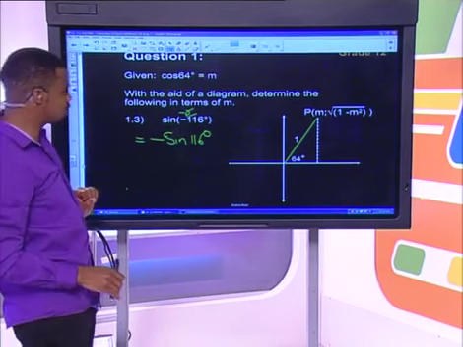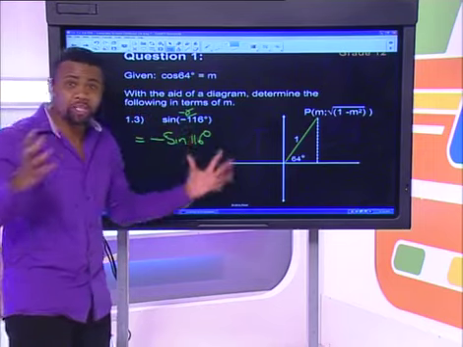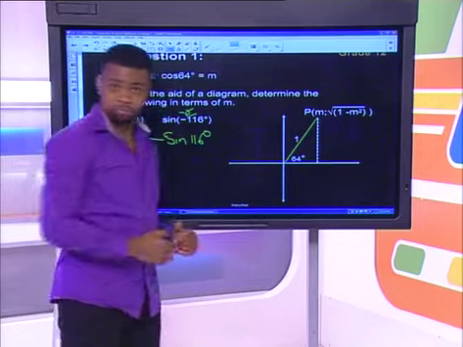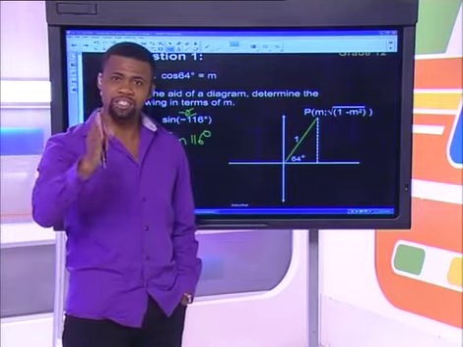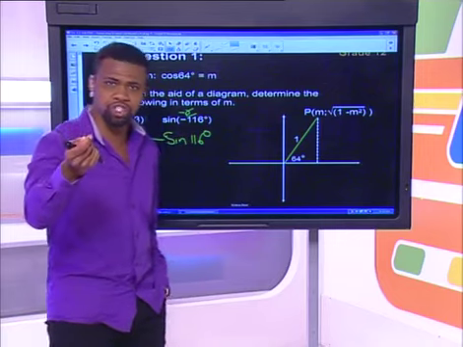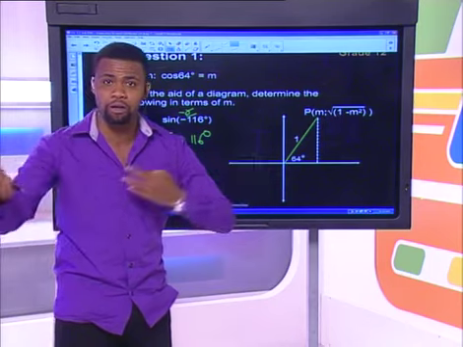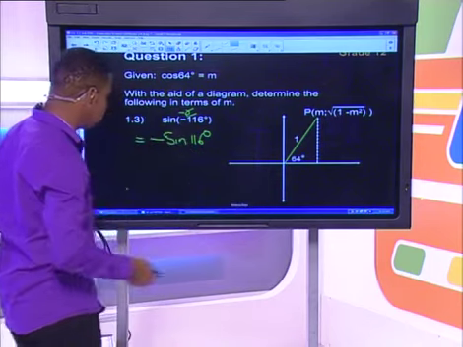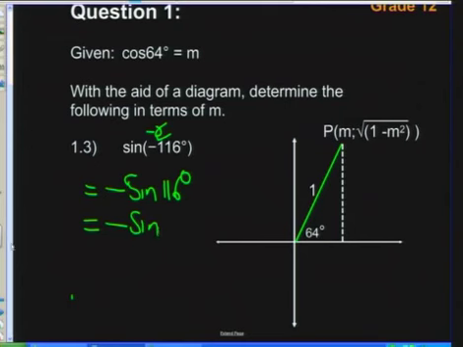So I have minus 116. Good, this is fantastic. But I don't have 116 on my diagram. What can I do? I have 116. I have to try to reduce this. I can use reduction formulae. So I think this is minus sine of 180 minus 64.